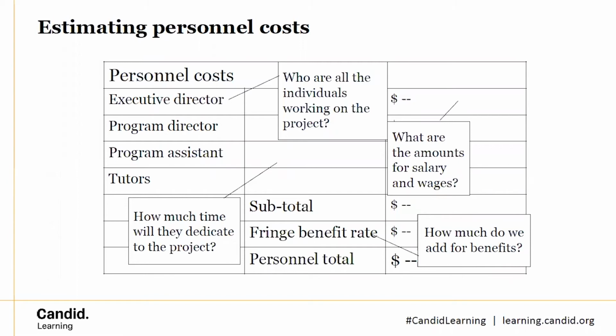For example, if your ED is spending 10% of her time on this project, and she makes 60 grand a year, we'll say, the amount that you would put in your budget for this line item would be $6,000. In addition to salaries, you should also include the cost of benefits when you're looking at personnel.